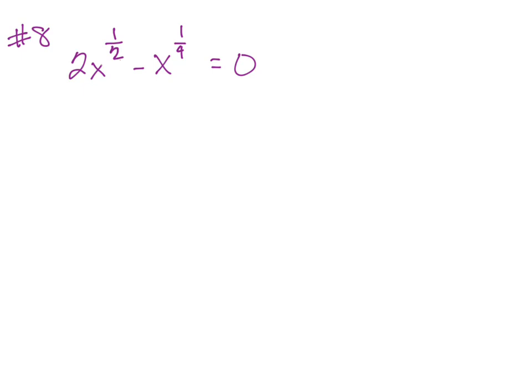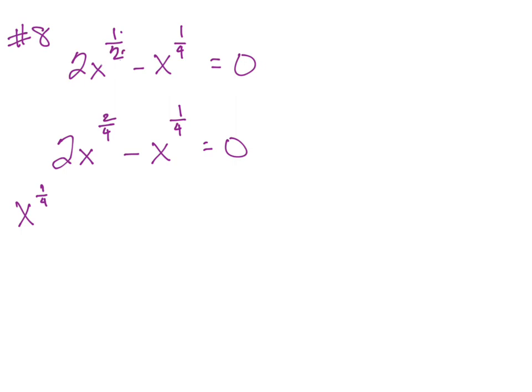So we've got a half and a fourth. What does the common denominator need to be? 4. So how could we rewrite x to the 1/2 if we wanted a denominator of 4? x to the 2/4. Multiply both the top and the bottom by 2 and we get there. Minus x to the 1/4 equal to 0. Now you can see what the greatest common factor is. Anybody know? x to the 1/4. So we'll pull the GCF to the front.